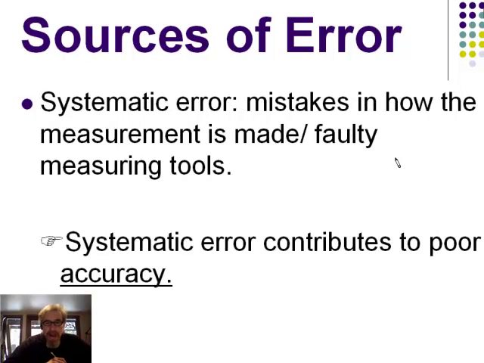What contributes to poor accuracy is systematic error. Systematic error is built in to how you make the measurements. These are mistakes in how the measurement is being made or faulty measuring tools. These things lead to a consistent and repeatable error. But by changing the way you measure with a better lab setup, you can often eliminate systematic error or at least change to less important versions of systematic error.